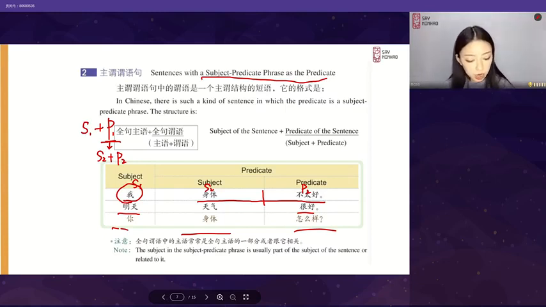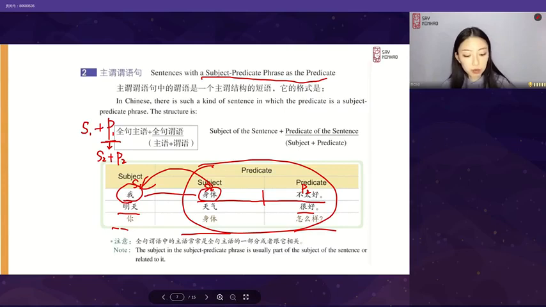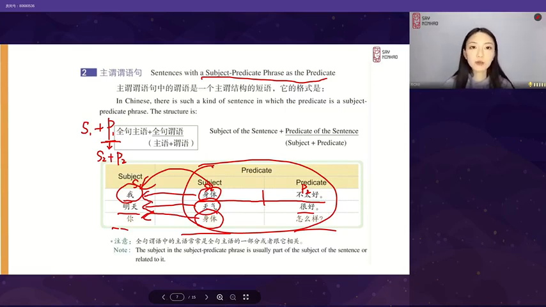And as we can see here, the subject in this part is usually a part of the big subject. Let's see, 身体 here actually belongs to 我, right? 身体 belongs to me. And next, 天气, I am asking about the weather of tomorrow. And 你, 身体 belongs to 你, right? So we can see it is usually related, these two subjects. This structure just sounds a little bit complicated, but it actually is not that complicated.